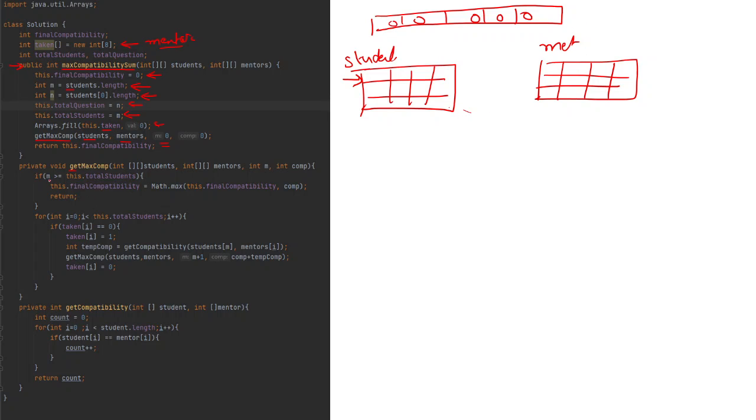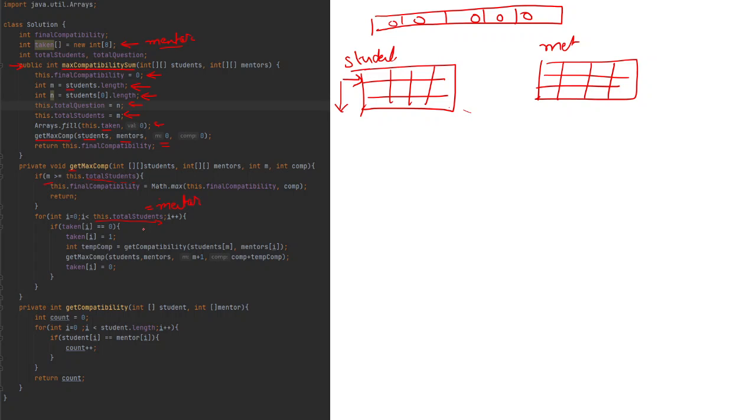Now we will check whether m is greater than or equal to the total number of students. If it is, that is the base case. Otherwise, we iterate over the total number of students, because the total number of students is equal to the total number of mentors.